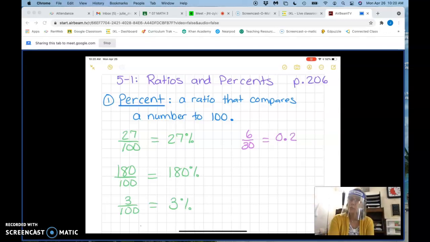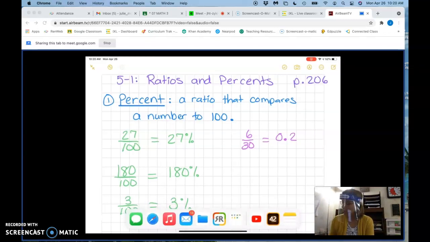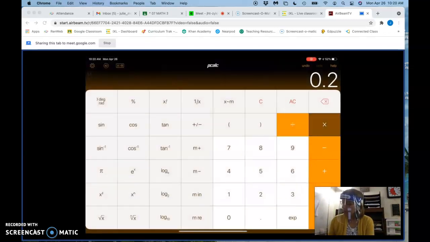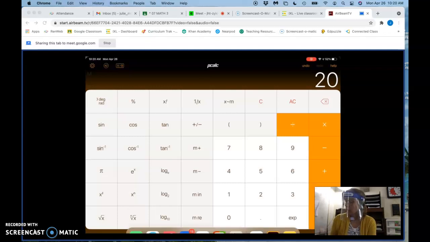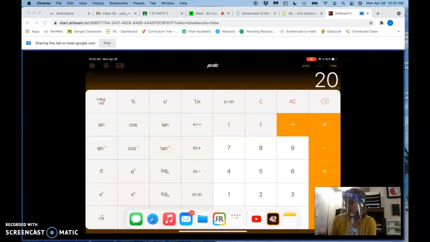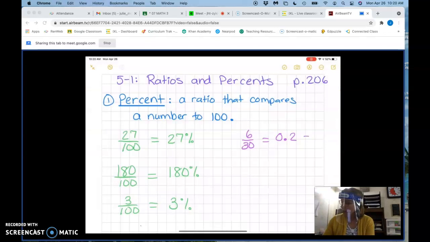But now I want to change that into a percent. So to turn it into a percent, guess what? We're going to multiply it by 100. 100 is our magic number. So 6 out of 30 is the same as 20%.